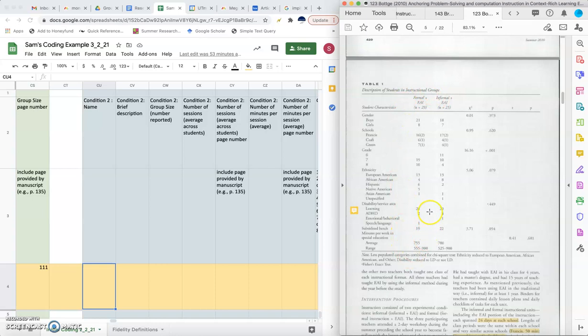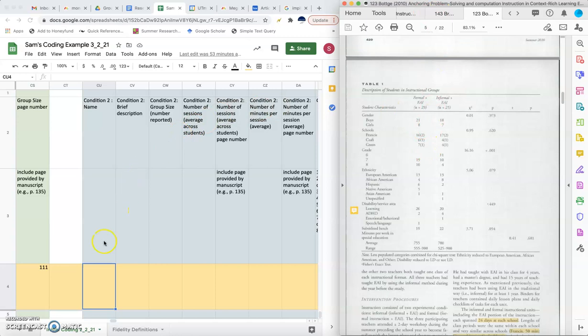But you can see here's one group where they're receiving a formal instruction plus the intervention, and here's a second group where they're also receiving an intervention. They're receiving informal instruction plus EAI. So you can see if we were coding the Botke study, I would include all the information that they provide about the informal EAI as my second condition. And the second condition looks exactly like the first condition. It's almost like I cut and paste everything and then just changed the 1s to 2s. Okay, that is what I did.